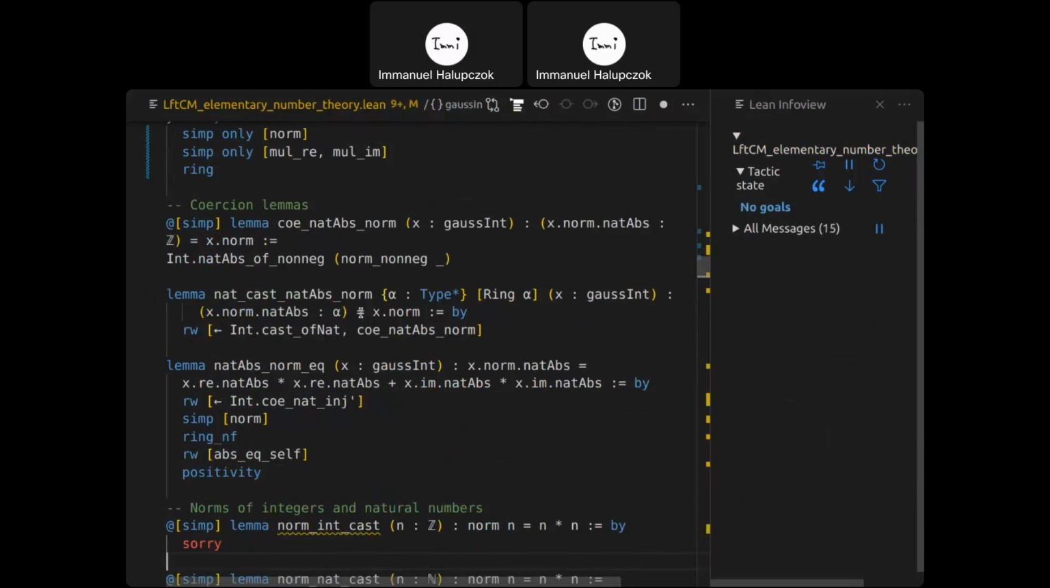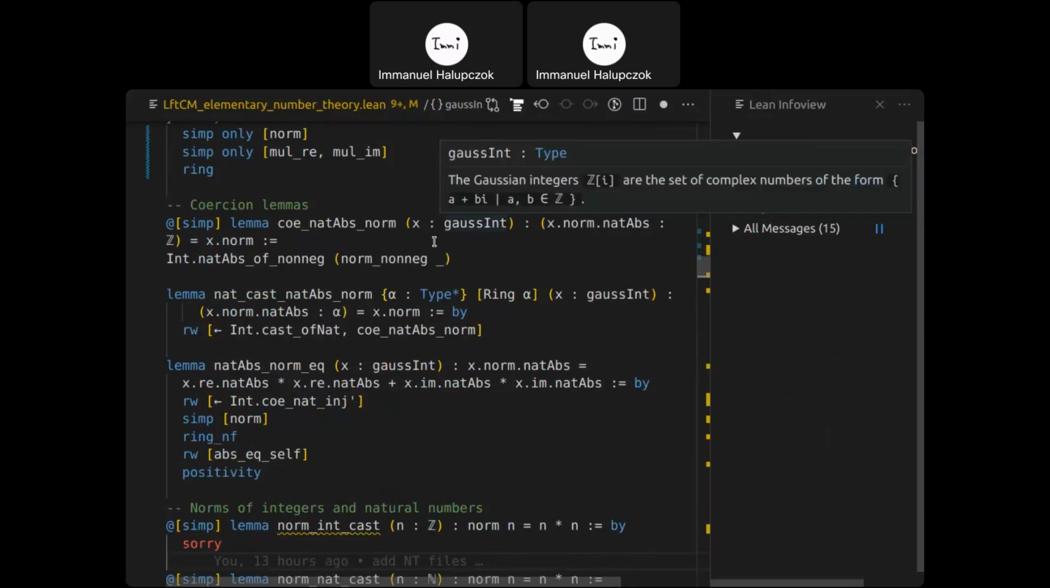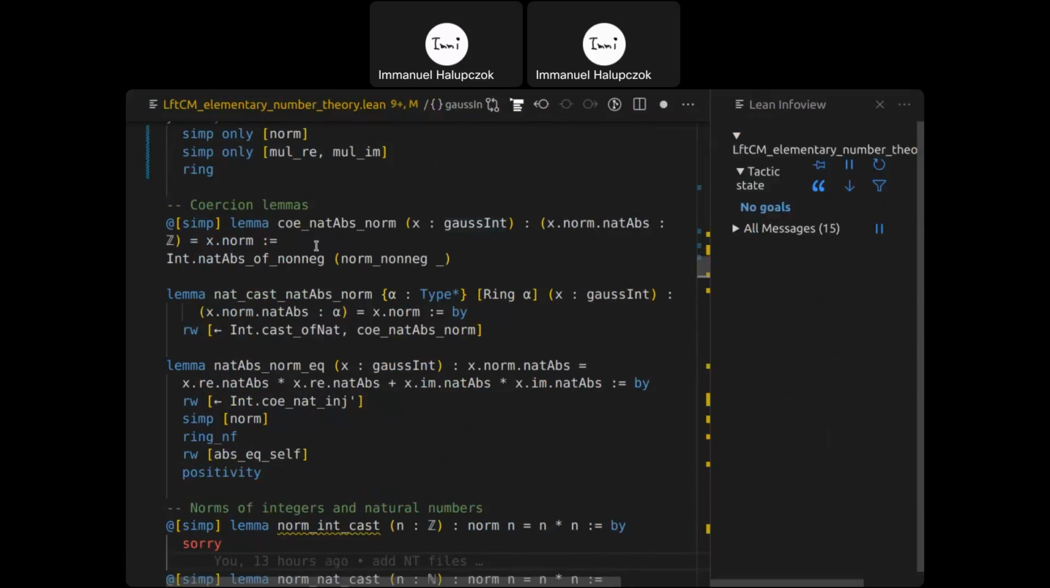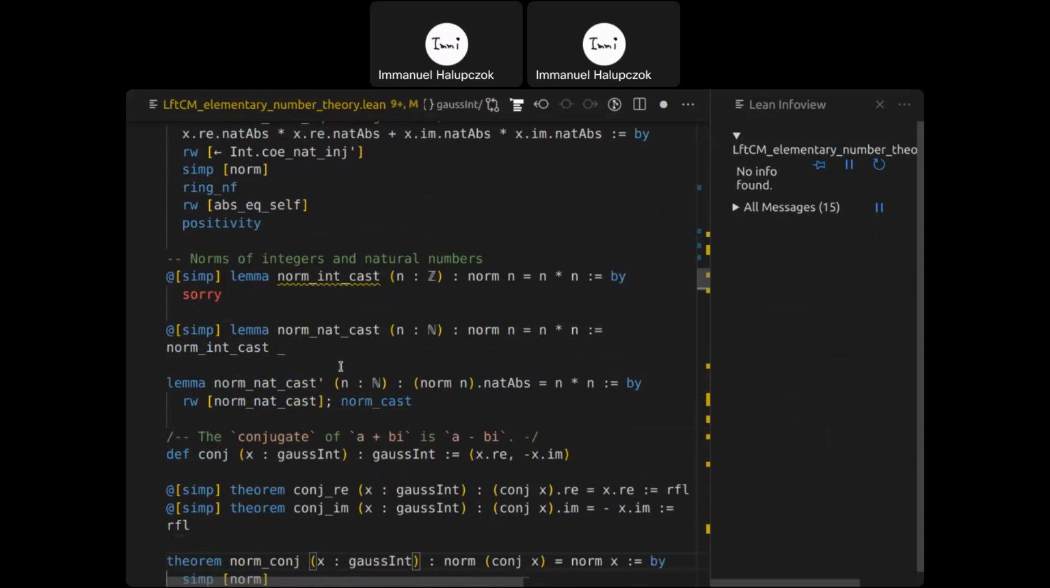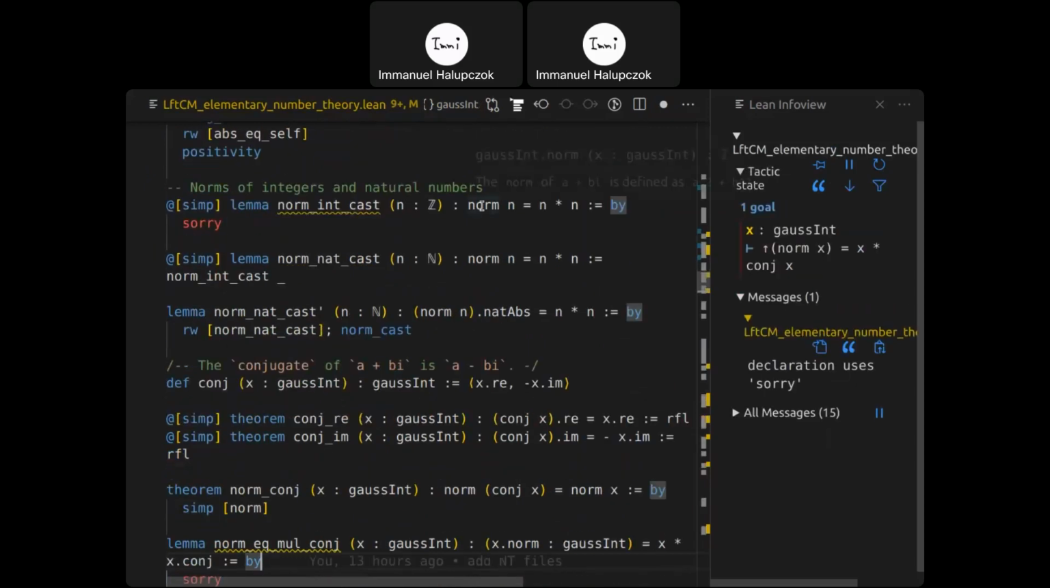Yeah, this you can probably skip, but this is just telling you that since the norm is always going to be non-negative, you can also view it as a natural number, and some coercion lemmas for that. Okay, so maybe let's skip those 3 lemmas, and then a couple more things. The norm of an integer is equal to the square of the integer, and same for a natural number.